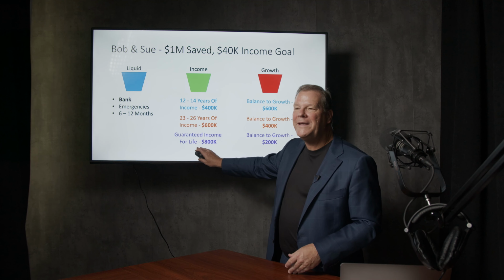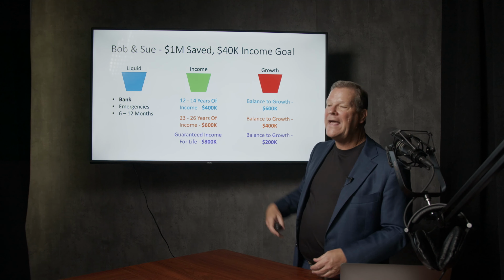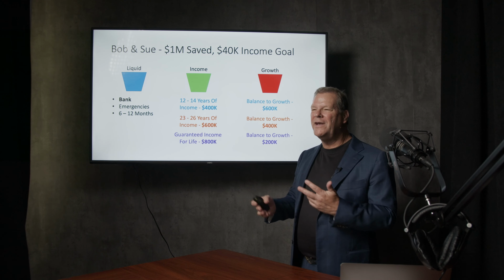Now, by the way, I'm going to tell you this. I'm not the world's biggest fan of this last one, mostly because in this example, it takes 80% of their money to get that income for life. I think that's too big of a number. In my view, I don't want to really see that number be more than, say, 60% of a client's portfolio. But there are options out there that do that, and there are cases where that makes sense.